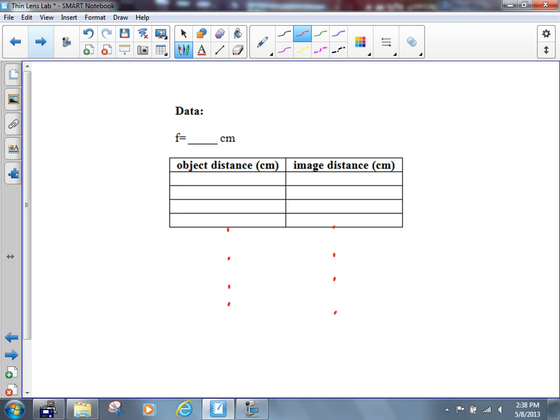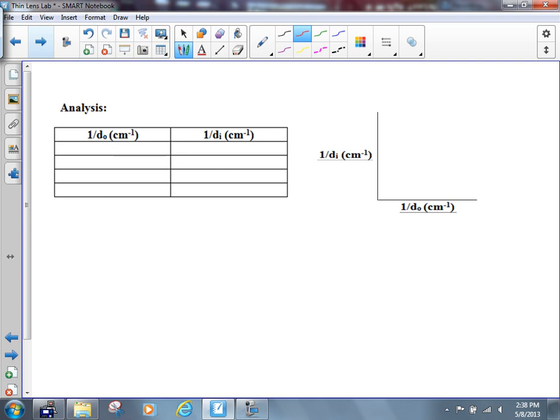What are we going to do with that? Because that's not enough to tell us whether this lens equation is valid or not. We're going to create an analysis table that looks like this: 1 over do, 1 over di.